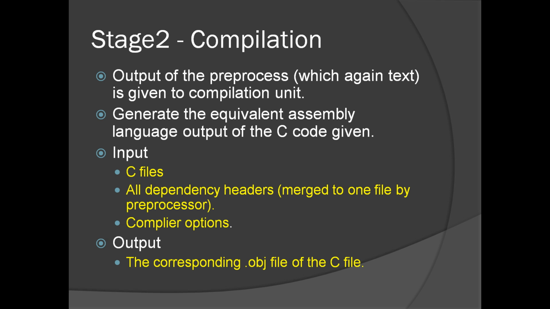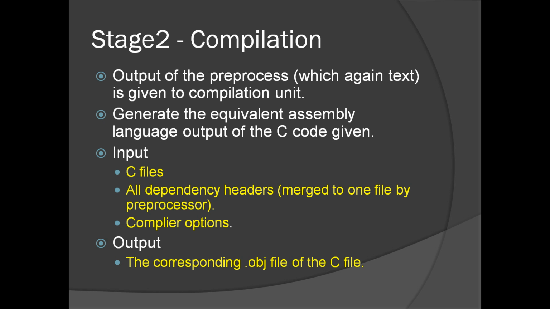So now stage 2 comes. Stage 2 is compilation. Compilation itself is divided into two, front end and back end. I'm not going to discuss that. The output of the preprocessor, which is again text, is given to the compilation unit. It is the compiler which generates the equivalent assembly code.